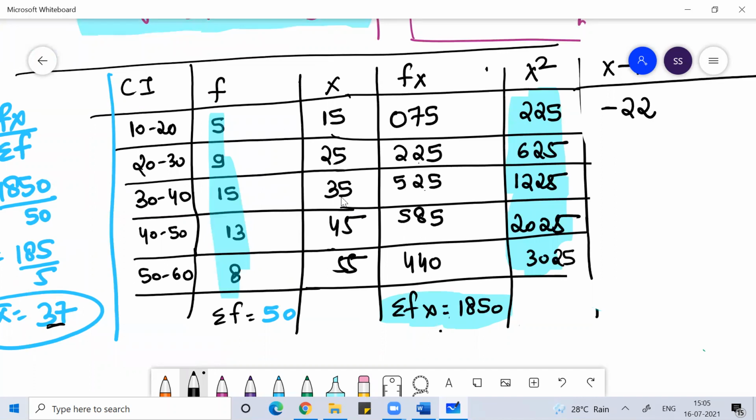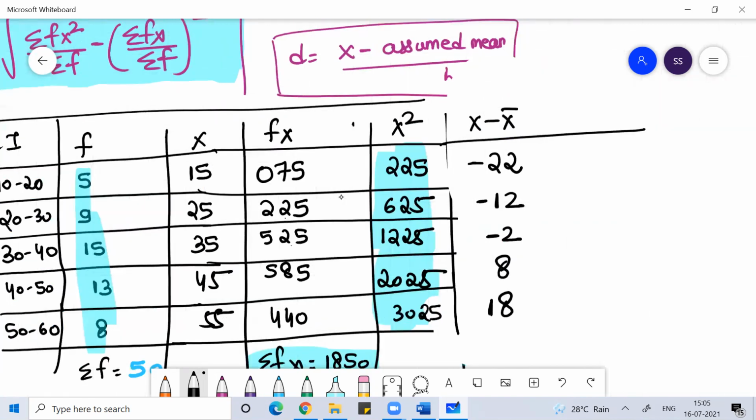Then 25 minus 37, you will get minus 12. 35 minus 37, you will get minus 2. And then 45 minus 37, what will you get? 45 minus 37, you will get 8. And then 55 minus 37, you will get 18.